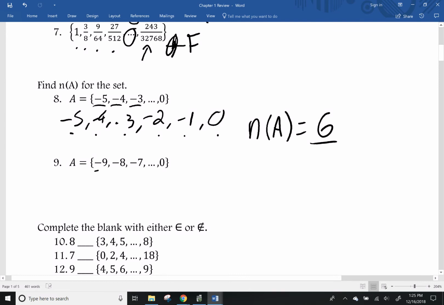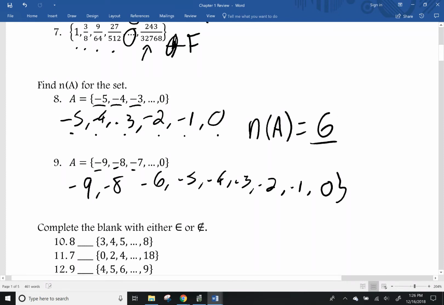For number 9, again, -9, -8, -7. There's a gap in the middle here, but it does end at 0, so it'd be -6, -5, -4, -3, -2, -1, and then it ends at 0. If you wanted to see the whole set listed, you can certainly write it. And now we're just counting how many elements are there. So 1, 2, 3, 4, 5, 6, 7, 8, 9, 10 elements. So the number of elements in this set is 10.